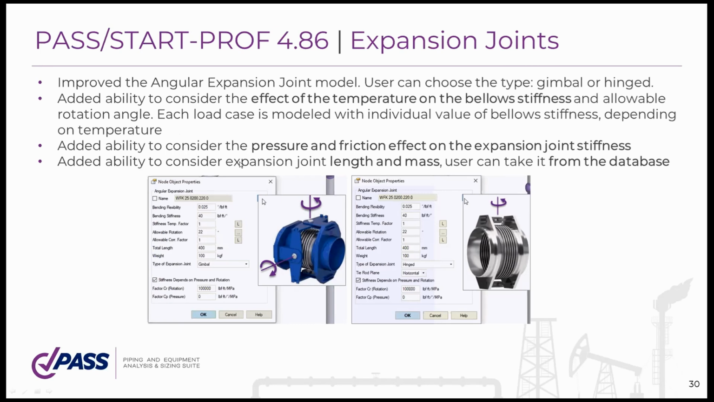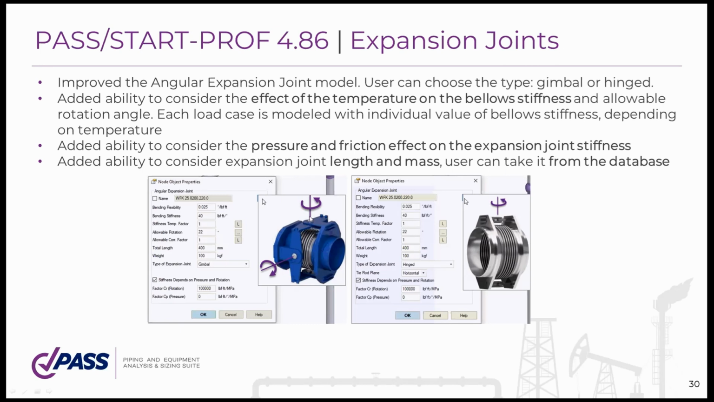Another feature is the pressure stiffening effect and friction effect in the hinge in the rotation expansion joint. Maybe some of you know that if you increase the pressure, the stiffness of the bend increases and flexibility becomes lower for the bend elements. The same happens with the bellows. When you increase the pressure, the stiffness of the bellows becomes greater. So if each load case has its own pressure, START-PROF will use an individual value of the bellows stiffness for each load case.